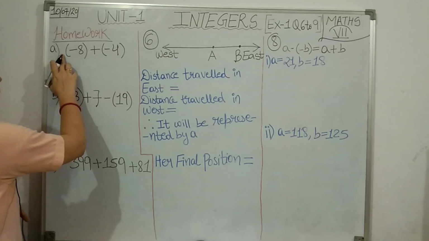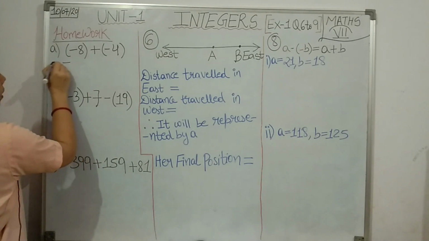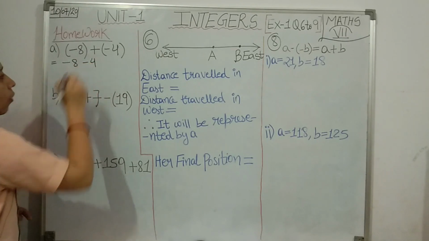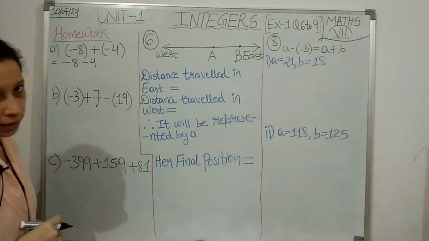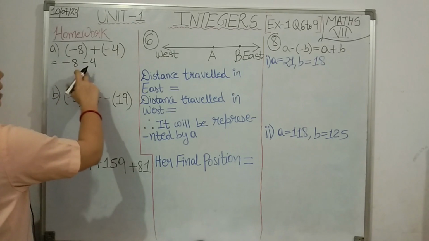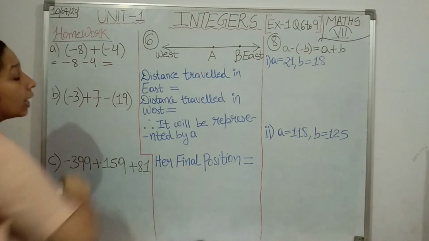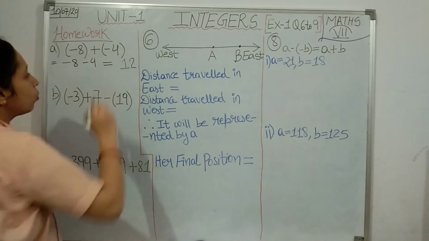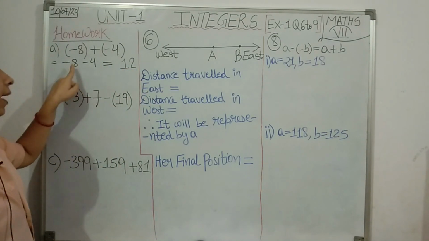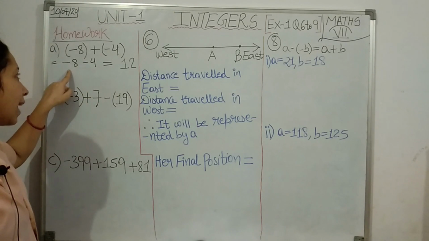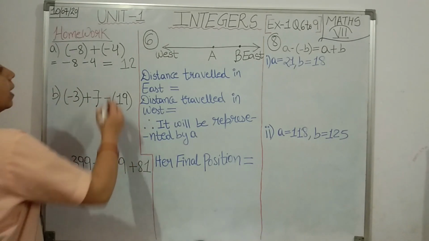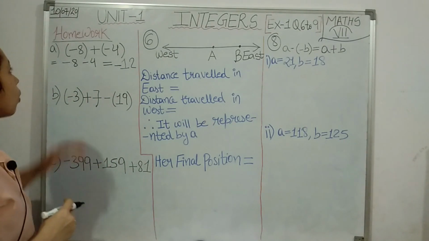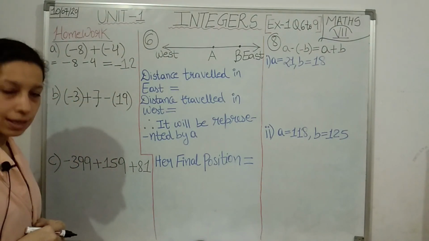So students, plus minus minus here, -8, again plus minus minus. Now we are having two negative integers. So students, minus minus plus, 8 plus 4 we will get 12. Then you have to see which number is greater, 8 is greater or 4 is greater. As 8 is greater with negative sign, that's why in the answer we are writing the negative sign. Okay, so on solving this we got -12.